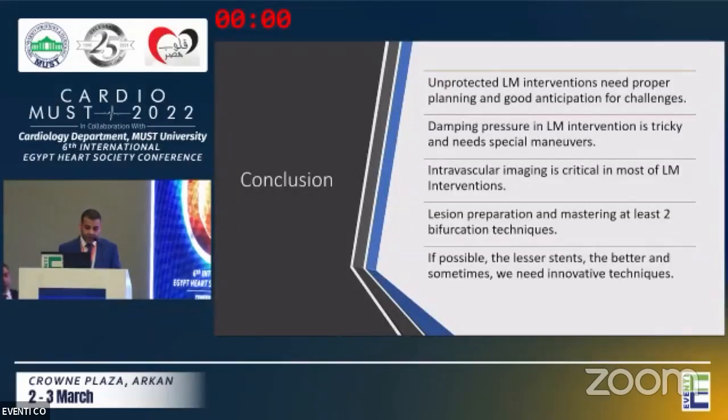In conclusion, unprotected left main interventions need proper planning and good anticipation for challenges. Damping of pressure is very important and tricky and needs special maneuvers. IVUS is critical in most left main interventions. Lesion preparation and mastering at least 2 bifurcation techniques is mandatory. If possible, fewer stents are always better.